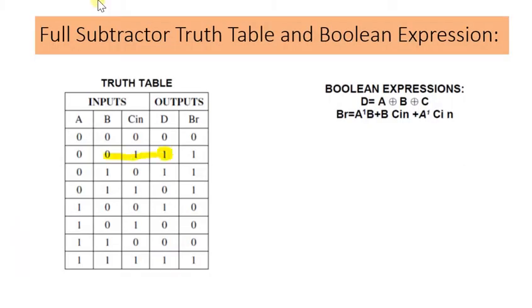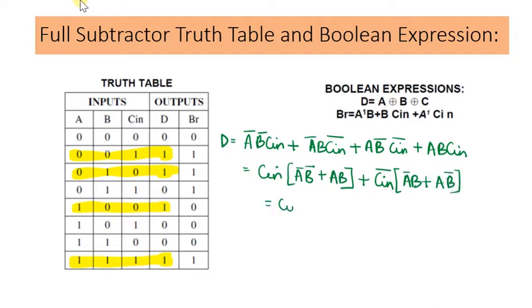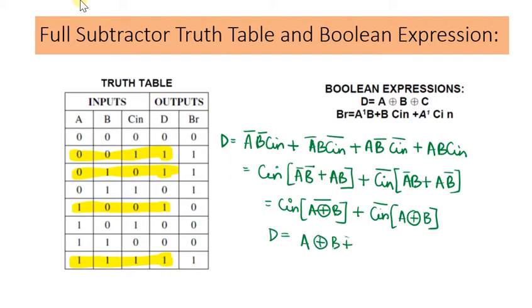To realize the full subtractor, we have the inputs A, B, C in, and the outputs as difference and borrow. So first, to obtain the expression for the difference, we will highlight the output corresponding to the difference, where output is logic 1, and write the Boolean expression for the difference, simplify it, and we obtain it as A XORed B XORed C in.